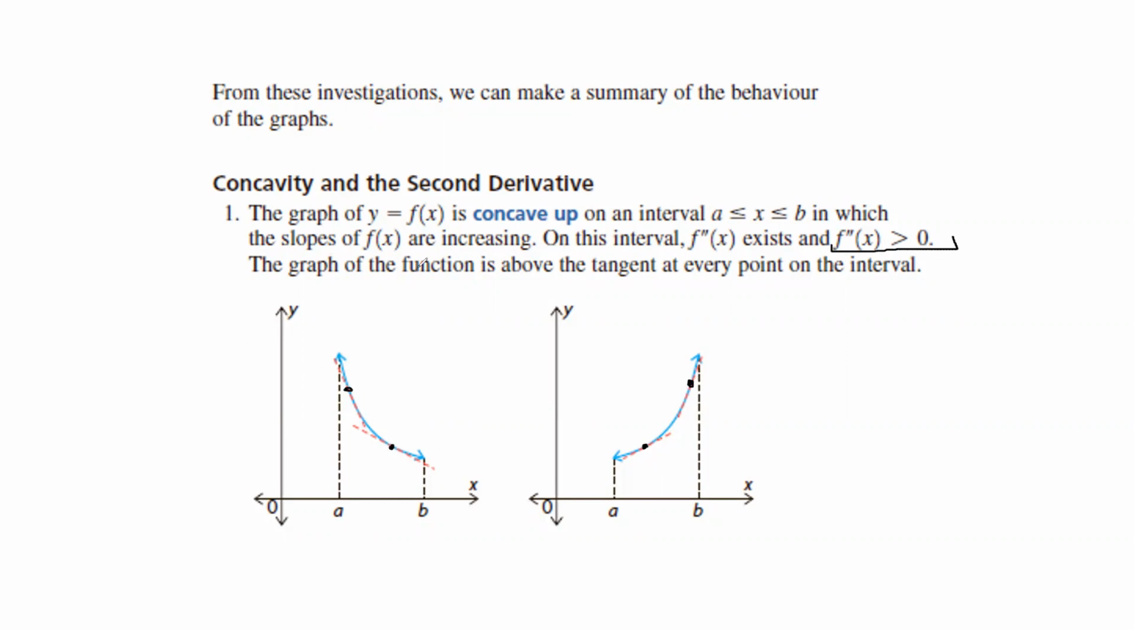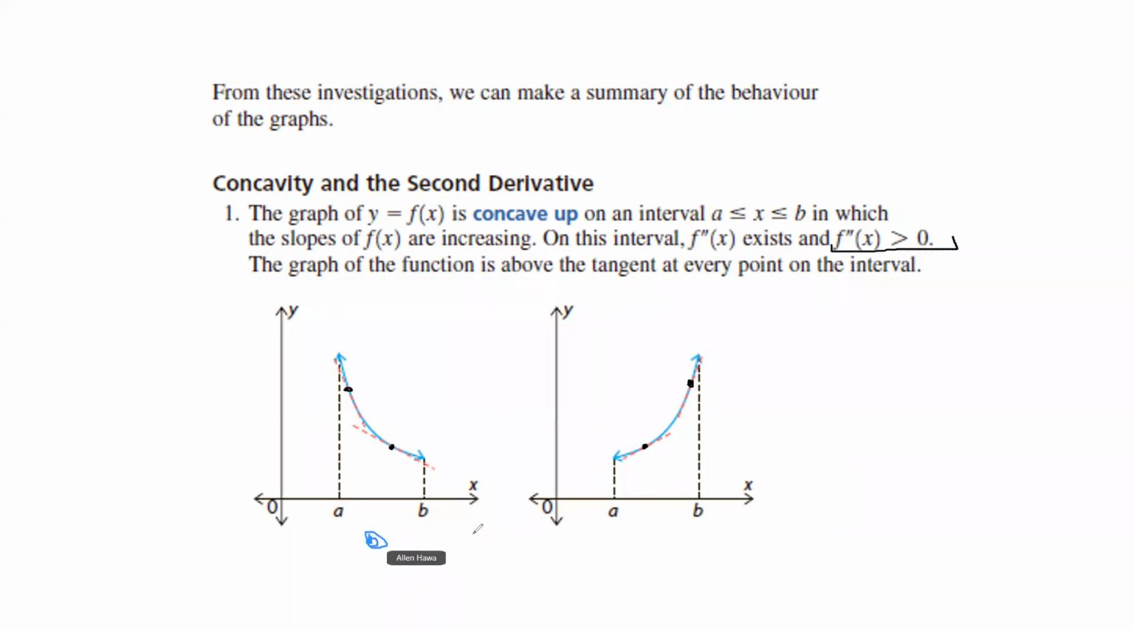So what is concave up, basically? It means that on an interval, the slope of the tangent line is increasing. And if the slope of the tangent line is decreasing, it's concave down. So it's just how the slope of the tangent line increases or decreases. Yeah, not the tangent line itself, but the slope of the tangent line, increasing or decreasing.